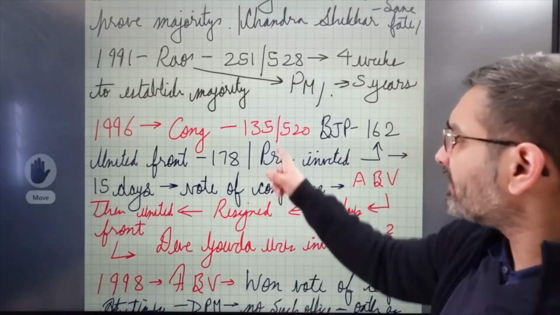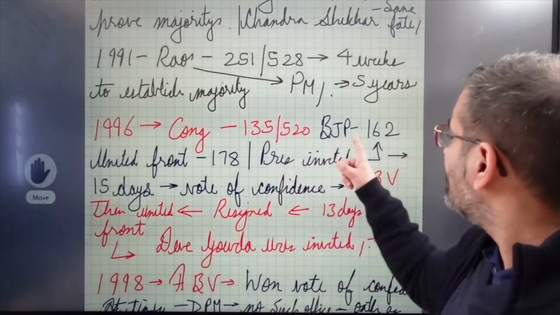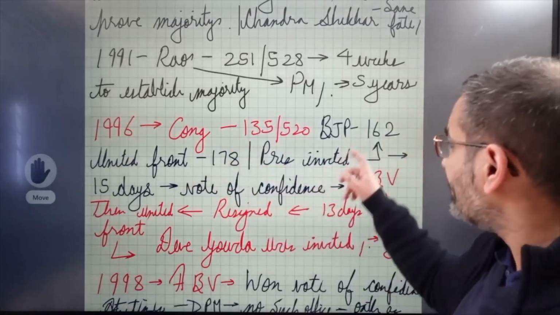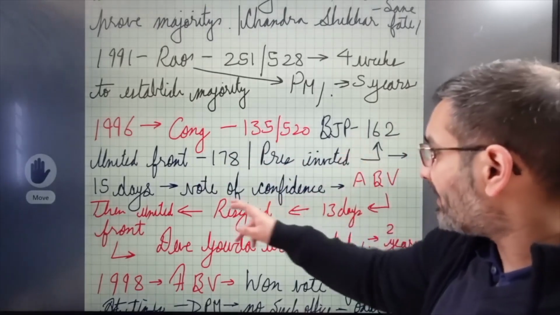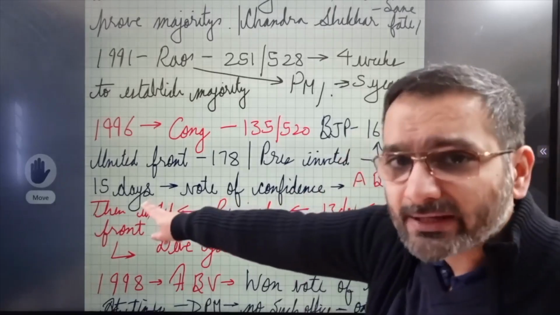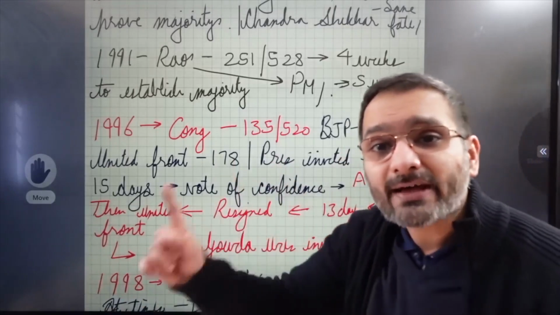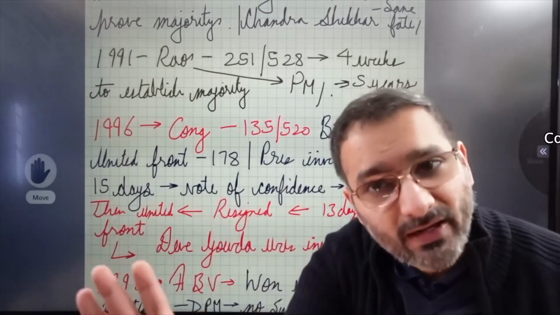In 1996, Congress had 135 out of 520 seats. BJP had 162. United Front had 178. That was a coalition. So the President invited the BJP to form the government, but he gave Atal Bihari Vajpayee 15 days to prove majority in the Lok Sabha, because remember, the Prime Minister has to enjoy the confidence of the Lok Sabha, correct?